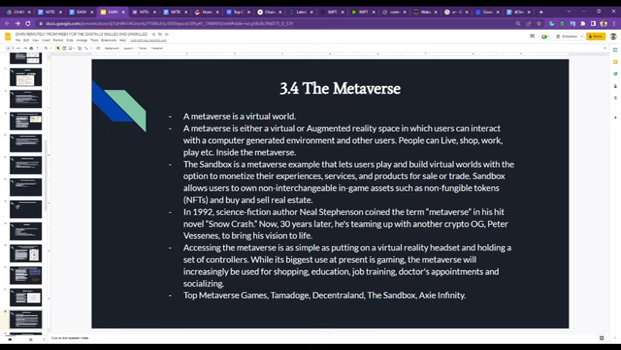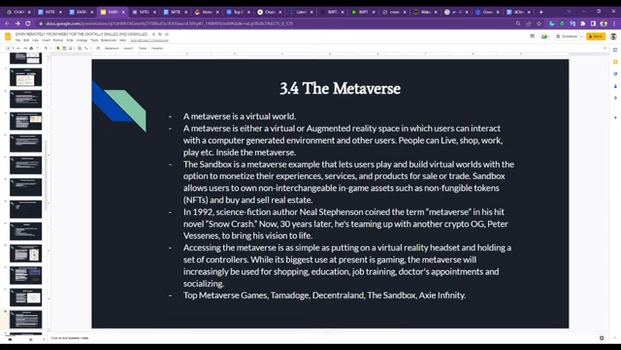So Sandbox, this is an example of a metaverse that lets users play games and build virtual worlds with the option to monetize their experience. Experience, services, products for sale or trade. So Sandbox allows users to own non-interchangeable in-game assets such as non-fungible tokens, NFTs, and buy and sell real estate on Sandbox. So this is the project I was talking about, where I bought my first land after playing a game on Sandbox.